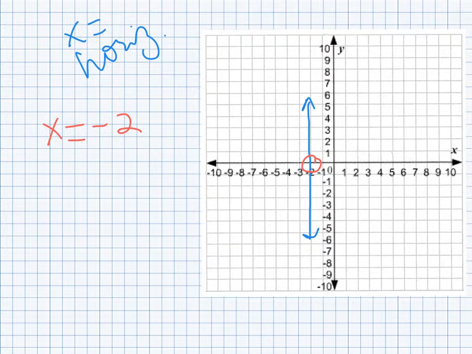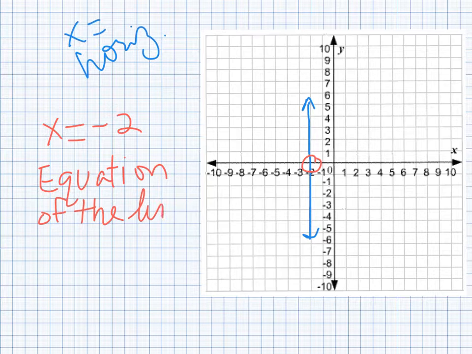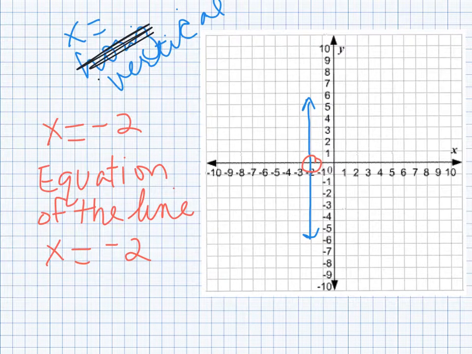And so our equation of the line is x equals negative 2. And we've graphed a vertical line. Now, let me give you a different one. On this one right here, I had marked that it was horizontal, and it isn't. It's a vertical line, showing that x equals negative 2, and so the equation of the line is x equals negative 2.